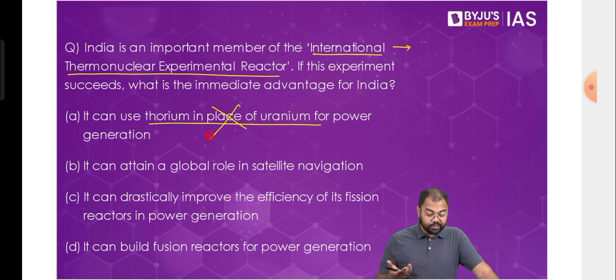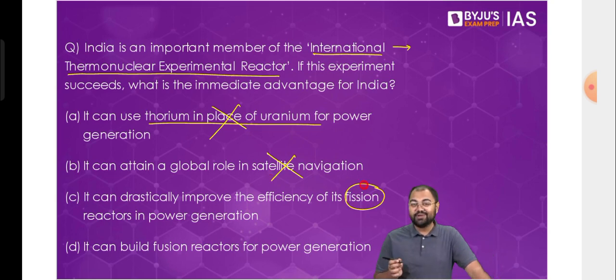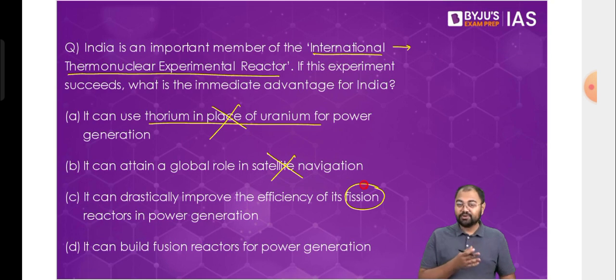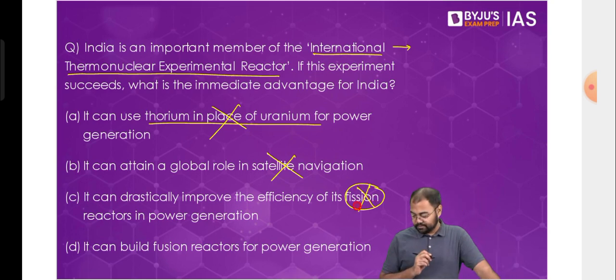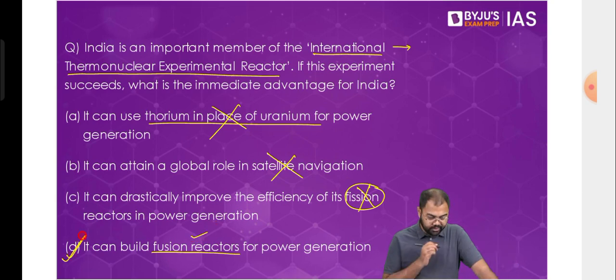B is it can attain a global role in satellite navigation. So it's nothing to do with satellite navigation. C is it can drastically improve the efficiency of its fission reactors. Is ITER related to fission at all? No, it is related to nuclear fusion. We have been talking about nuclear fusion. It has nothing to do with nuclear fission, correct? So that's why this is wrong. And D is it can build fusion reactors for power generation. This is what we are trying to do. We are trying to see how we can scale up using nuclear fusion for energy.